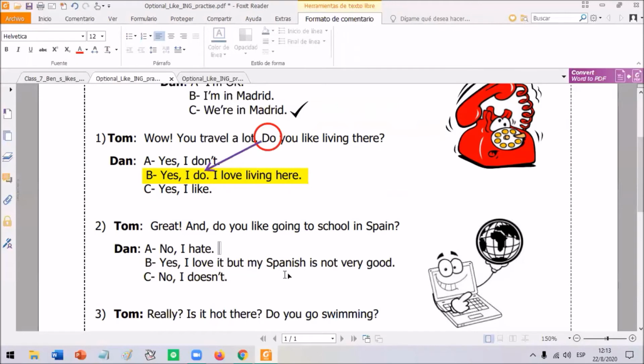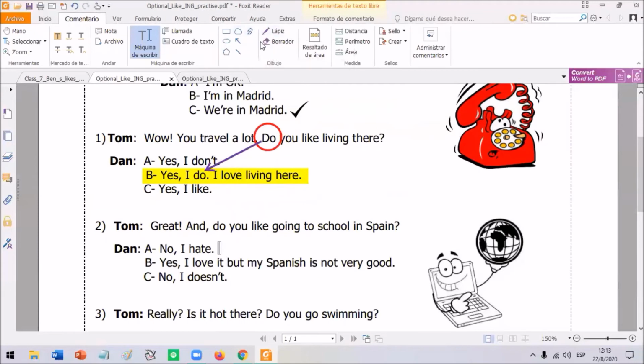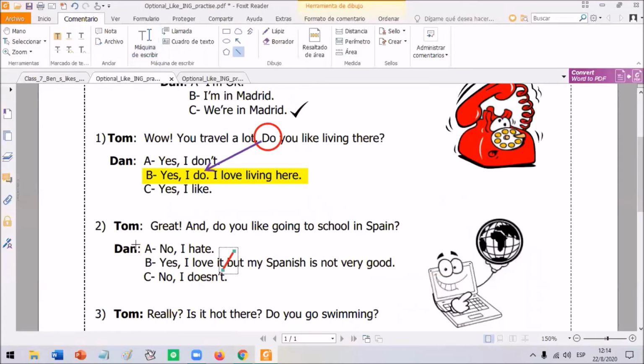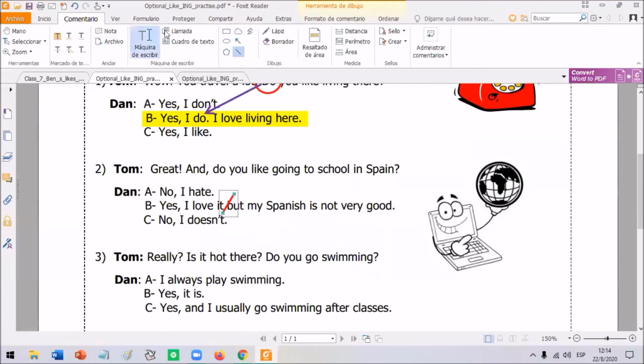Yes, I love it, but my Spanish is not very good. That's perfect. Fíjense que tiene como dos partes esta pregunta, ¿ok? Empieza respondiendo, yes, I love it, a lo que le preguntaron, do you like going to school in Spain? Yes, I love it. Me encanta, no dice solo yes, I do. Acuérdense, lo vimos antes en la fotocopia que hacíamos sobre Ben, ¿sí? Acá, do you like living here in England? Yes, I love it, ¿ok? Acá hace algo parecido, Dan, y agrega, but my Spanish is not very good. So, let's highlight this correct option, option B.